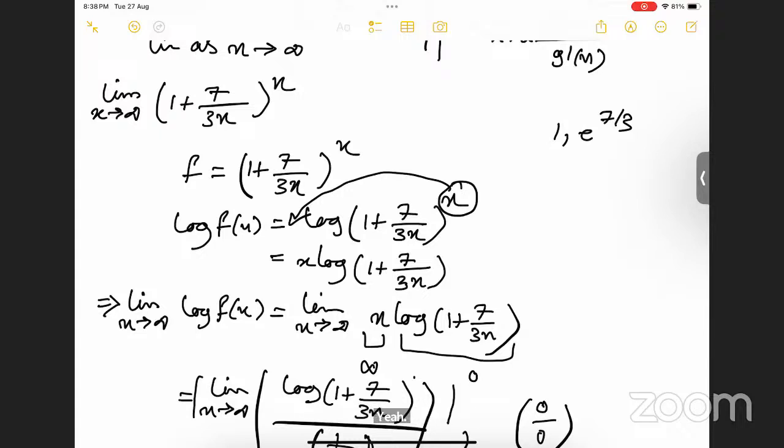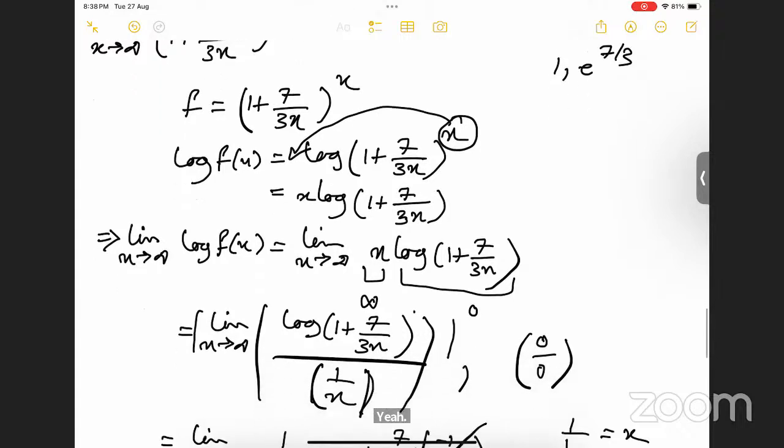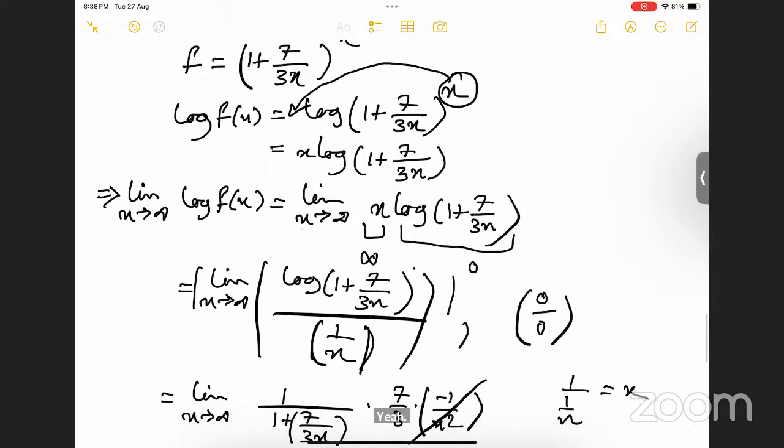Ma'am, is this chain rule or product rule? This is chain rule, not product, in the second last step. Okay, ma'am. It's chain rule.